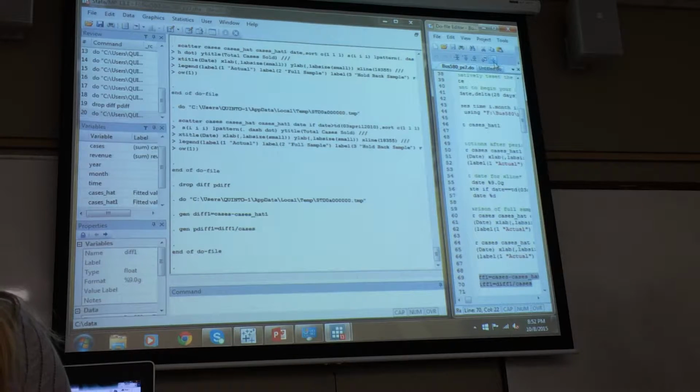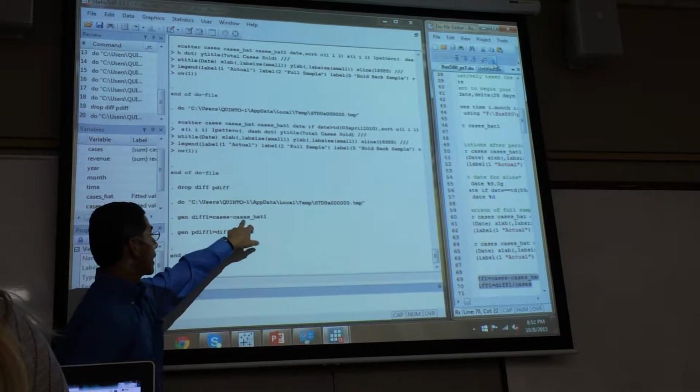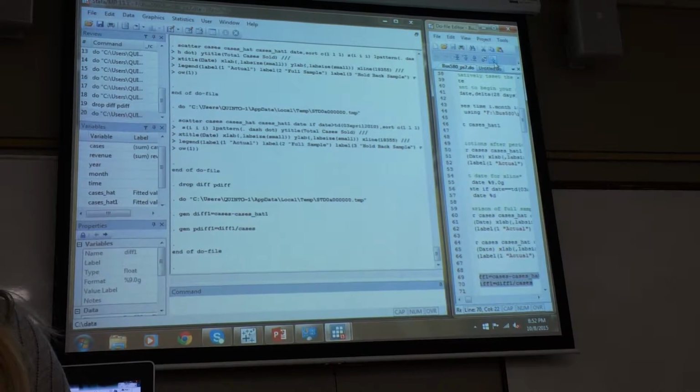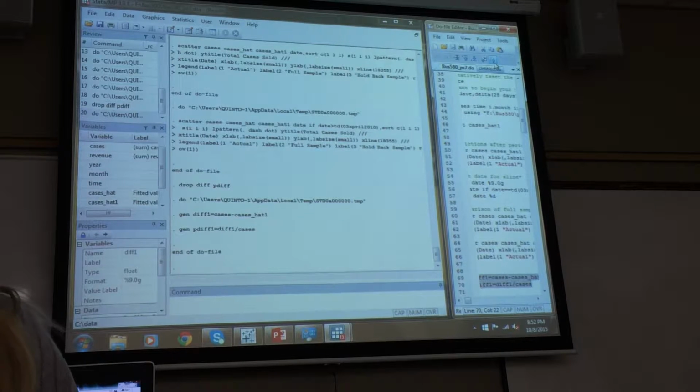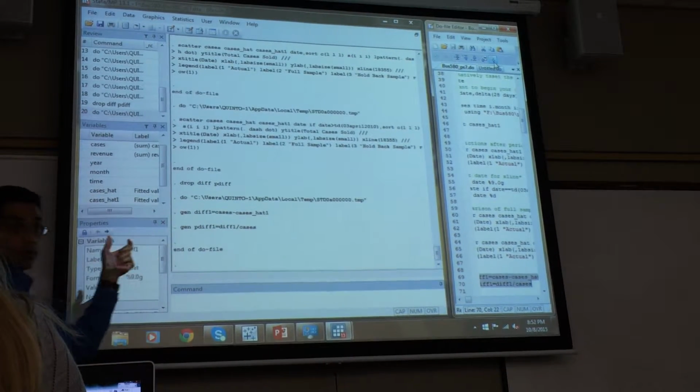That is, I want to take the difference between actual cases and my cases hat 1, which is the regression from the predicted values from our holdback sample. That'll give us the difference in cases. Then I'm going to take that difference in cases and divide it by actual cases. That'll give us our percentage difference.